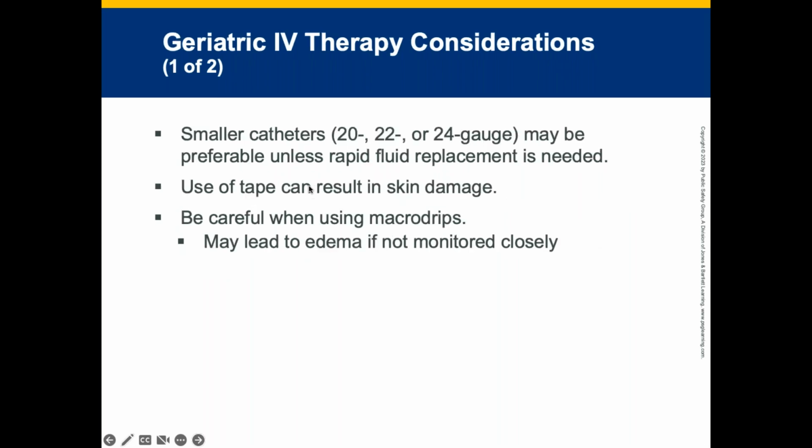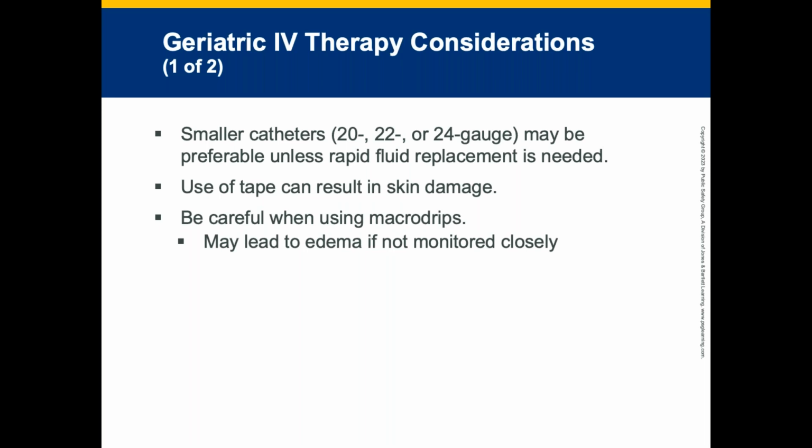As far as geriatric IV therapy, smaller catheters may be preferred unless rapid fluid replacement is needed. Some medications used by older adults have the tendency to create fragile skin and veins. So a lot of times with this, they roll. So good stabilization. If you have a fragile vein, have them pull the ambulance over and then do a line when you're not moving.